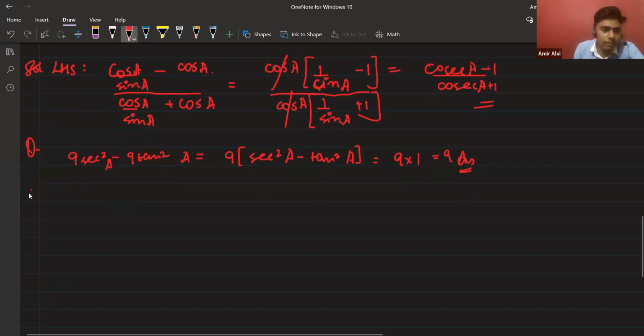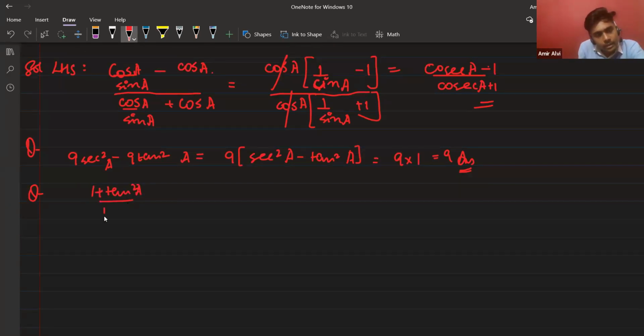So, one more example. I'm taking some basic, objective type question, which can be your one marker. Okay, sir. Now tell me the value of 1 plus tan square A, 1 plus cot square A. Now tell me the value of this, dear.